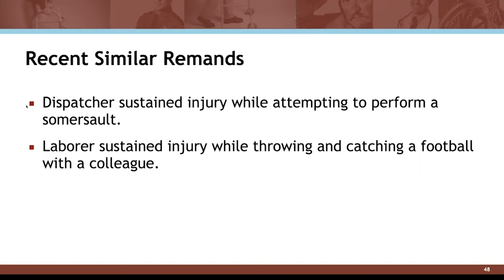He sustained serious injuries, but unfortunately, we had to remand it because he was not injured while in the performance of his duties as a dispatcher. He was injured due to horseplay.